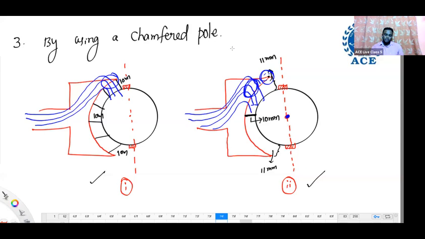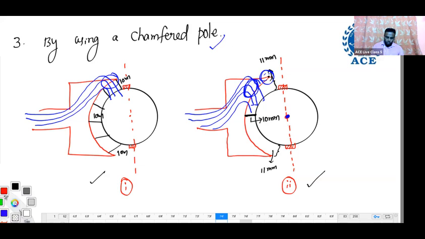Okay, so practically we use this chamfered pole, but you cannot see the chamfer from some distance. If you want to see it, see the machine from very near and measure with a scale, then you can understand whether it is chamfered or not. Okay.